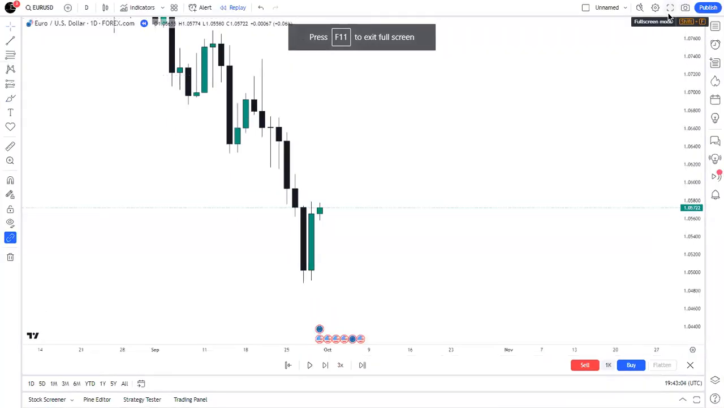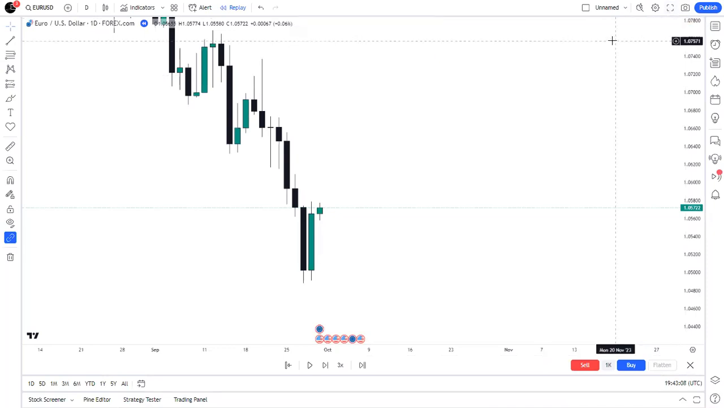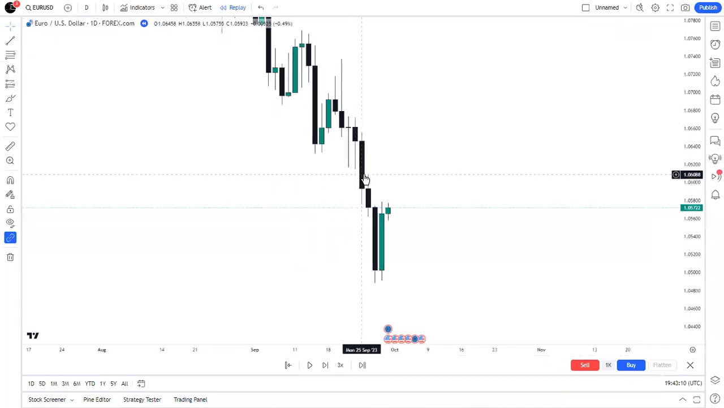Right, so this is just a breakdown of the EUR/USD trade I took today. Starting from the daily time frame, this was how the daily time frame looked. I actually used the replay feature. So now we had this on the daily time frame.